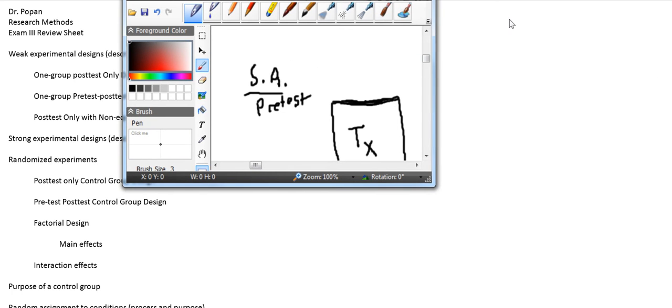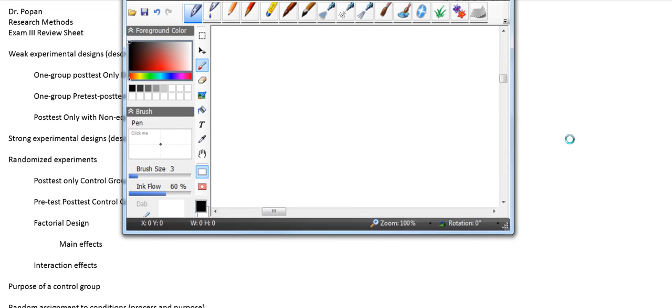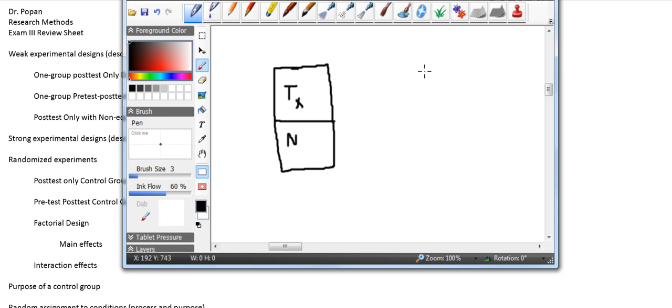Alright. The post-test only with non-equivalent control group design is kind of a mouthful, but it's basically a quasi-experiment with only a post-test. So let's say we had a treatment group, and we'll stick with the example of some treatment for social anxiety, and we have a comparison group, let's say a no treatment comparison group, so these people don't get the treatment.